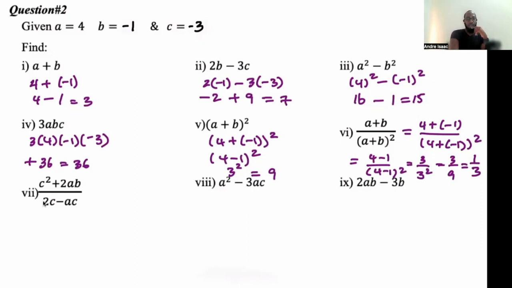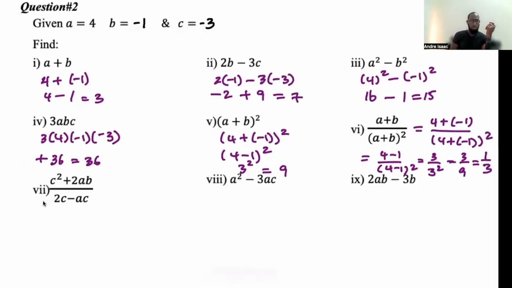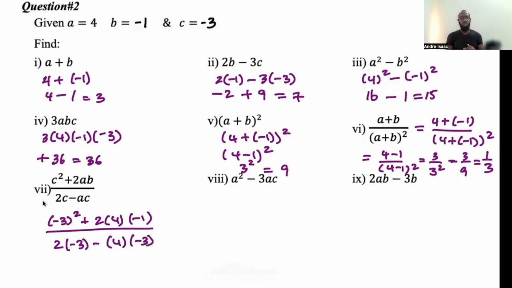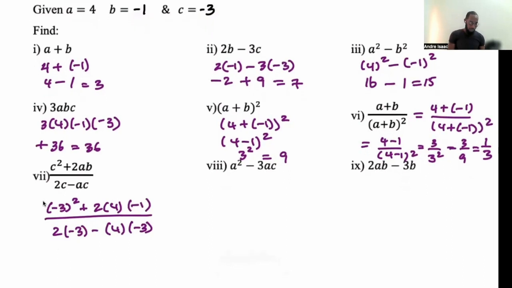Let's look at part 7. It looks a little much, but it's not bad at all. So c squared, c is equal to -3 squared, plus 2a, which is 4, and b is -1, all over 2c, c is equal to -3, minus ac, a is 4 and c is equal to -3. So the first step is simply substituting the values. Continuing, 3 squared is equal to 9.